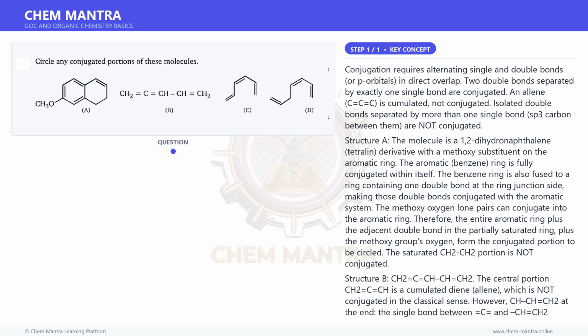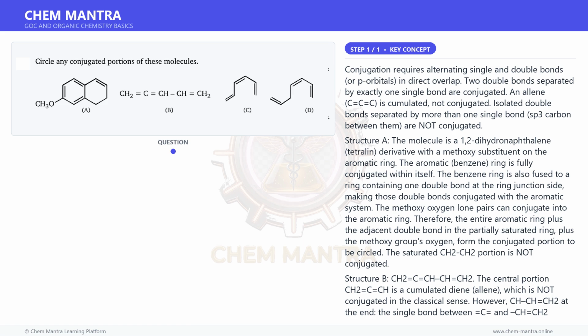Structure B, CH2=C=CH-CH=CH2. The central portion CH2=C=CH is a cumulated diene, an allene, which is not conjugated in the classical sense. However, the single bond between =C= and CH=CH2 connects a cumulated system to a double bond.